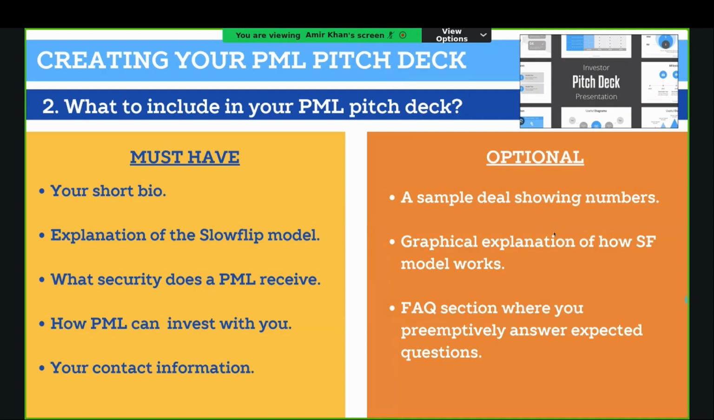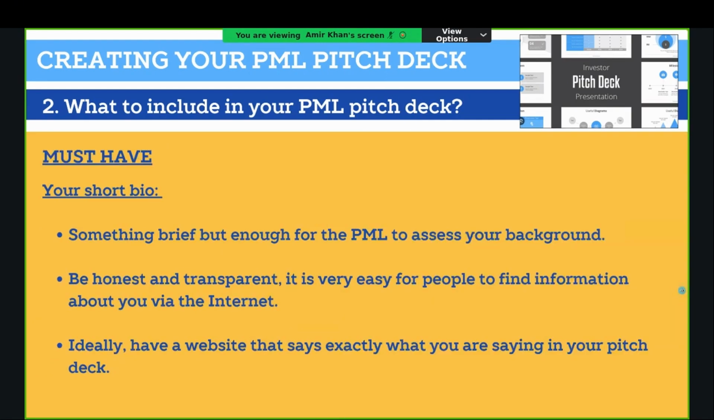All right. So now I'm going to go through a little bit more detail. So number one, your short bio. Like I said, something brief but enough for your private money lender to assess your background. Right? That's what they want to see, what your background is. All right. Now this is very important. Please understand: be honest and transparent.